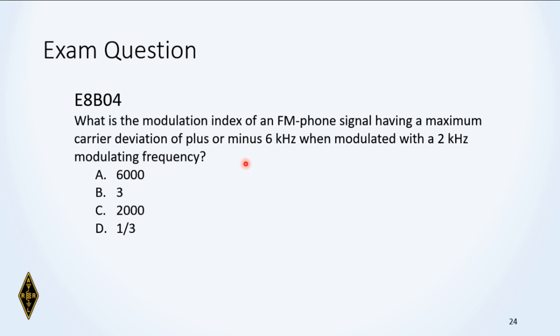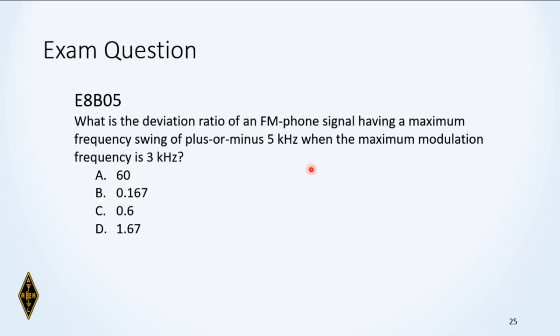What is the modulation index of an FM phone signal having a max carrier deviation of plus or minus 6 kilohertz when modulated with a 2 kilohertz modulating frequency? They put it in slightly different terms and units, but it's still the big one divided by the small one.